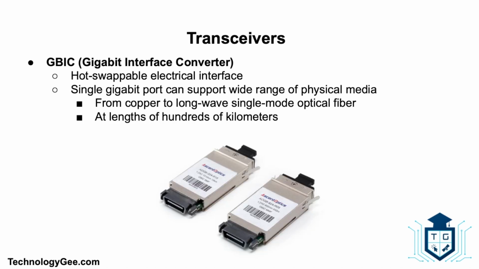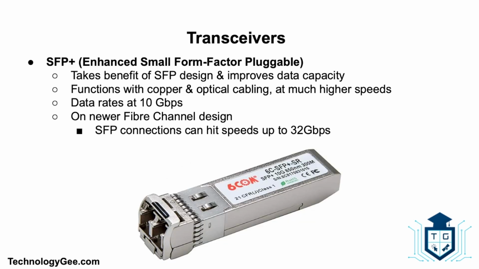Next, we have a GBIC or gigabit interface converter. A GBIC is a standard hot swappable electrical interface, a single gigabit port that can support a wide range of physical media from copper to long wave single mode optical fiber at lengths of hundreds of kilometers. Then we have SFP Plus or enhanced small form factor pluggable. The SFP Plus takes the benefit of the SFP design and improves on its data capacity. SFP Plus still functions with copper and optical cabling, but it can achieve much higher speeds. Data rates are 10 gigabits per second, and on the newer Fibre Channel design, SFP connections can hit speeds up to 32 gigabits per second.